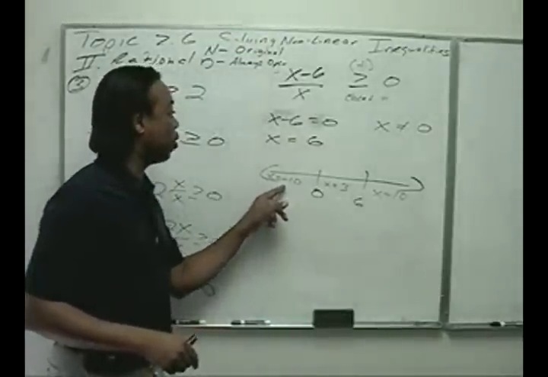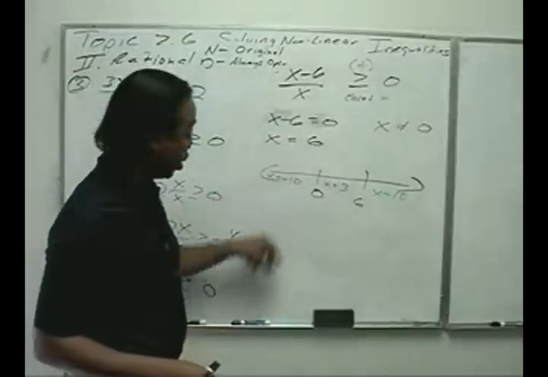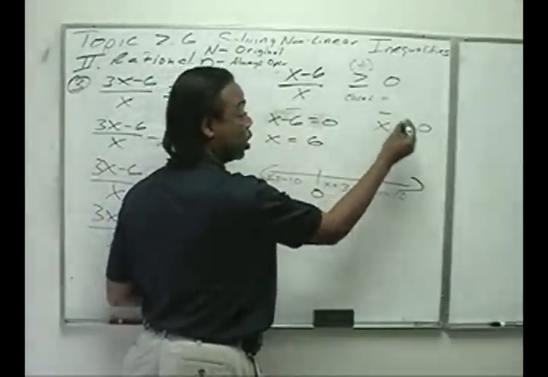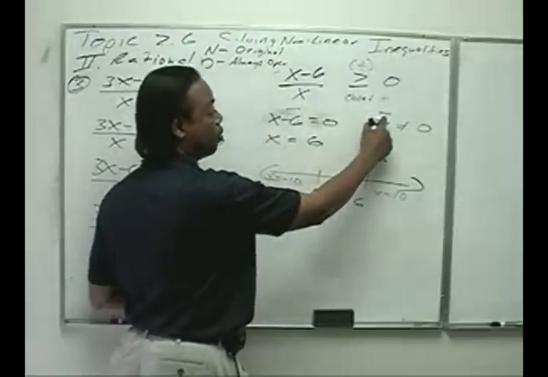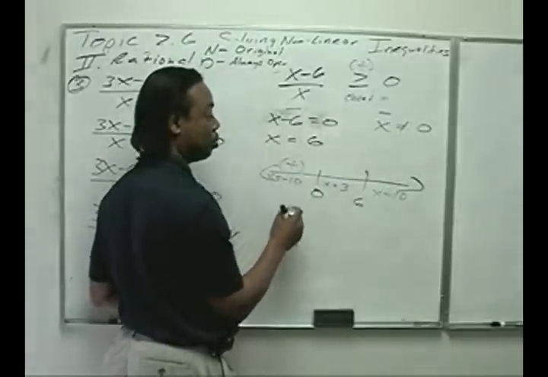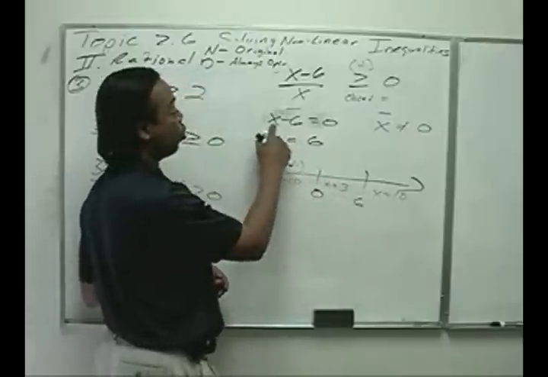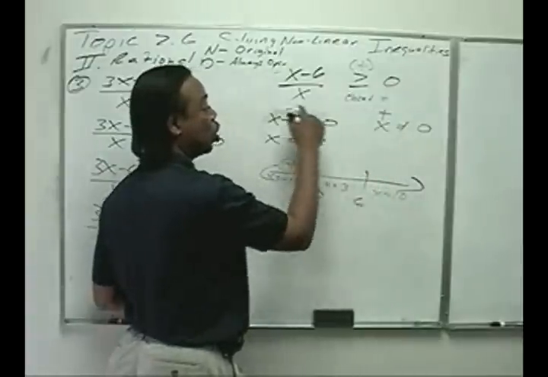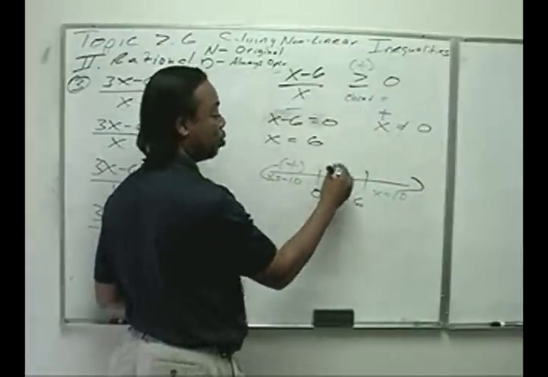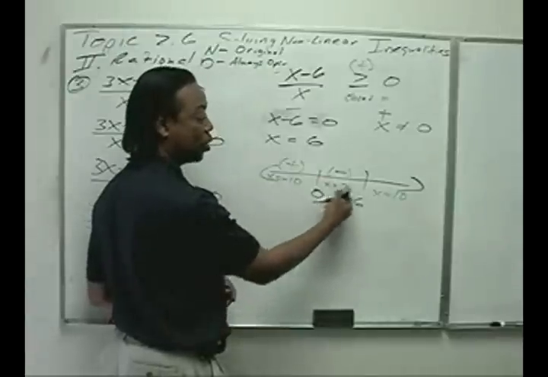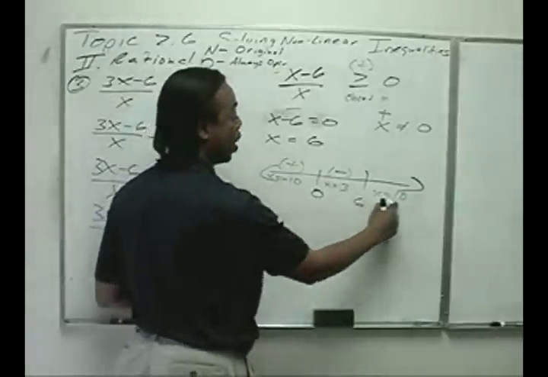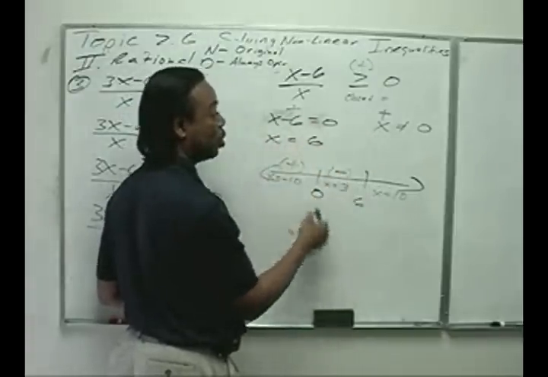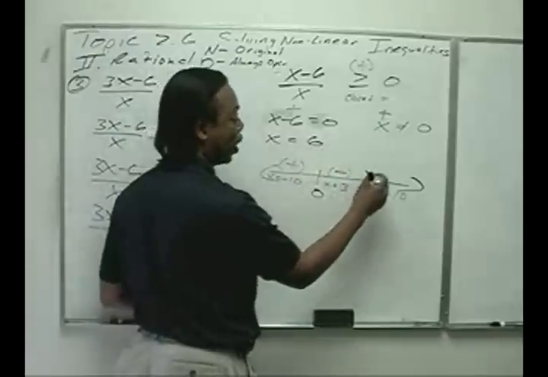So, as I put x in here, negative 10 and negative 6 together make a negative answer. Negative 10 all by itself is negative, so a negative answer divided by a negative answer is positive. Now, if x is 3, we have 3 minus 6, that's negative, but 3 by itself is positive. So negative divided by positive will be negative. So all answers within there will be negative. Now if x is 10, 10 minus 6 is positive. 10 by itself is positive. Positive answer divided by positive answer is positive.